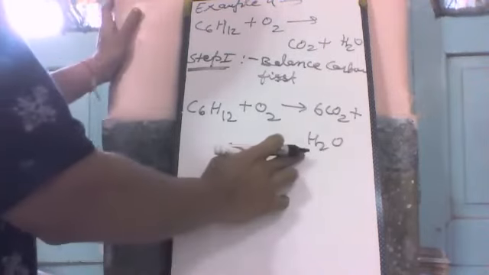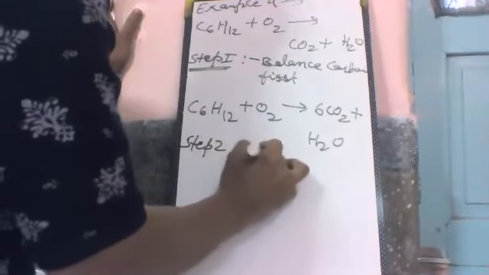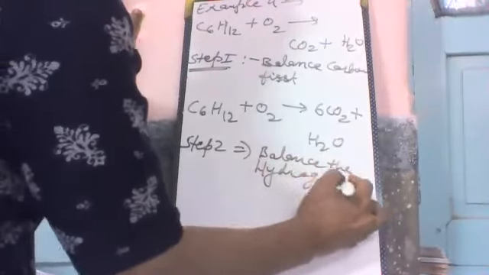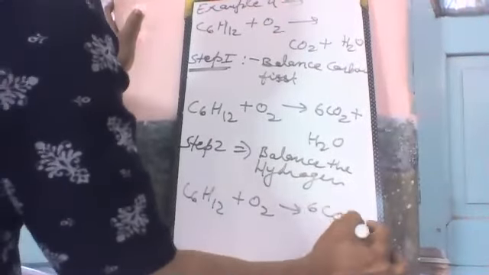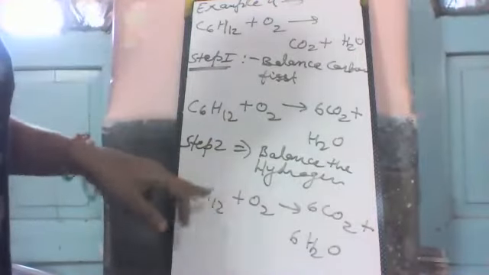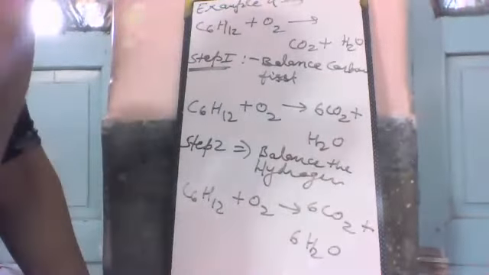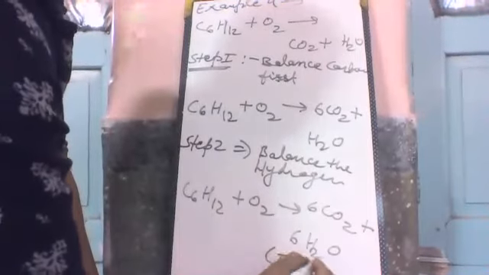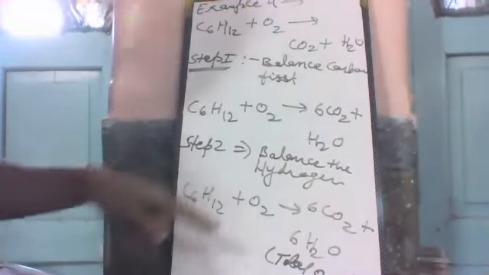Balance the hydrogen. The number of hydrogen is 2 here and the number of hydrogen is 12 here. On balancing this, plus 6 H2O. It is 12 and the number of hydrogen is 12 here. On making this, the number of oxygen becomes 6 and 12, 18. The total oxygen is 18. To make it 18, we have to put here 9.